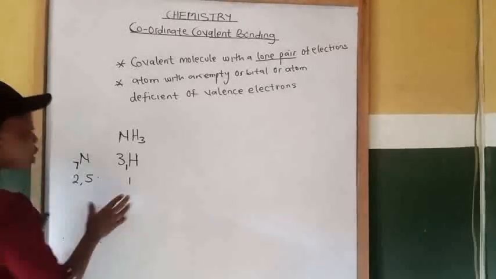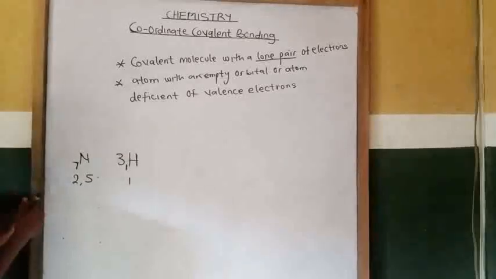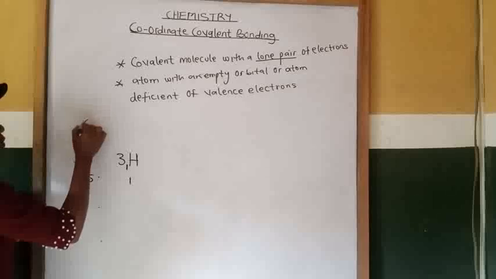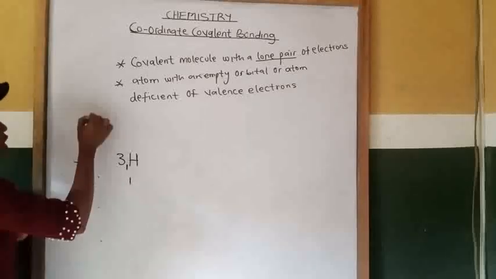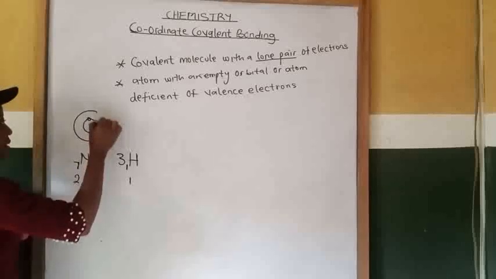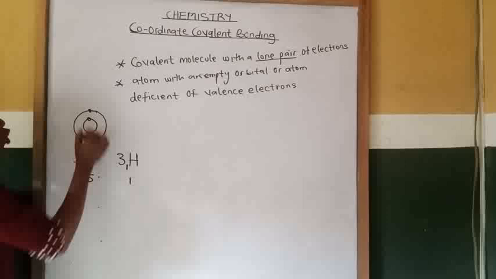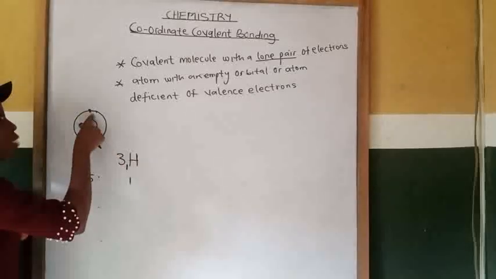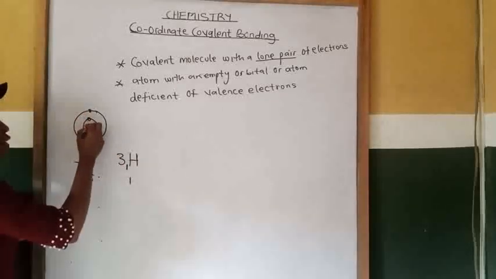So let's look at the structure of nitrogen. Nitrogen now, the first shell carries 2. Then the second shell carries 5. Then out of those 5 electrons, 3 hydrogen atoms will pair with each electron on nitrogen. This is nitrogen.